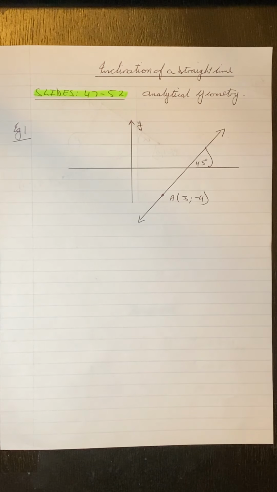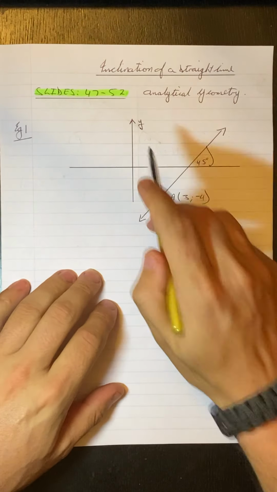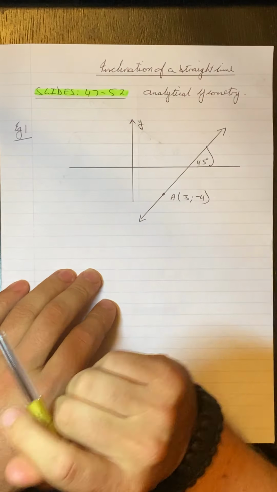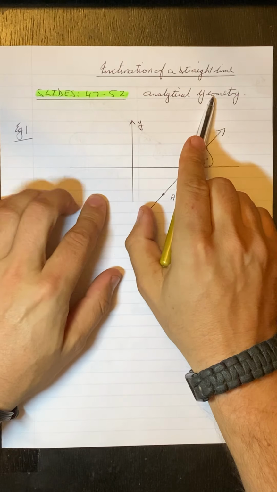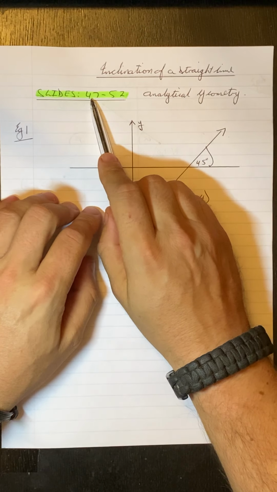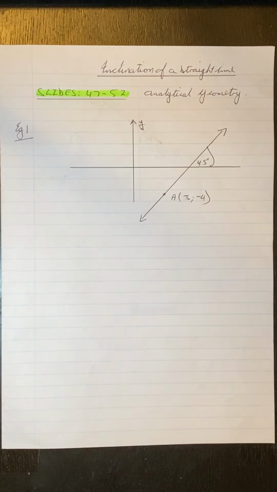Hello grade 11s. We're now going to go on to inclination of a straight line applications. We're still working with the slides Analytical Geometry and we'll be going from slides 47 to 52.